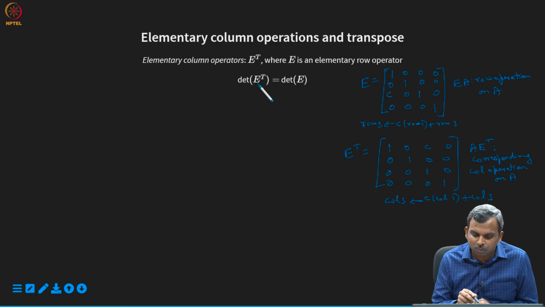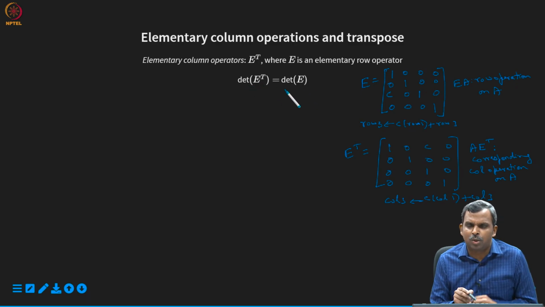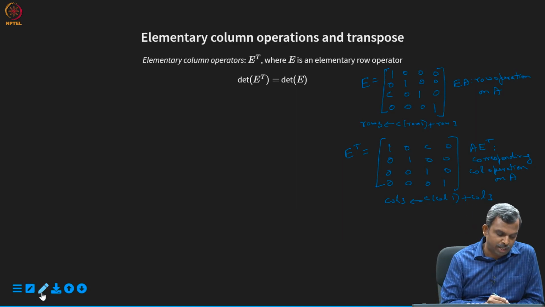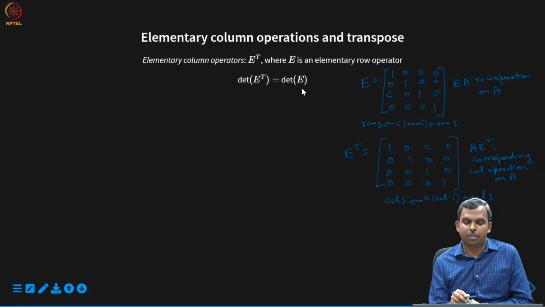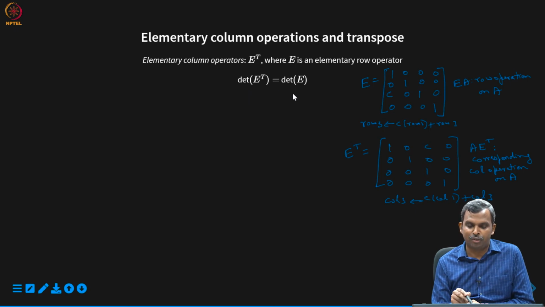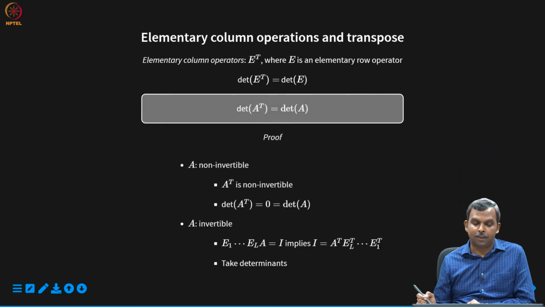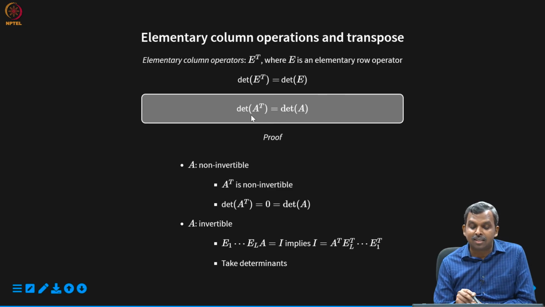And also I think you can very quickly convince yourself, there are only 3 cases, each of them you calculate, and you can convince yourself that determinant of E transpose is the same as determinant of E. Okay, this is not very difficult to prove. So for column operations also, the determinant can be computed quite easily. And once you know that, you can quite quickly realize that this result is true: determinant of A transpose is the same as determinant of A. Okay, so the proof is quite easy.